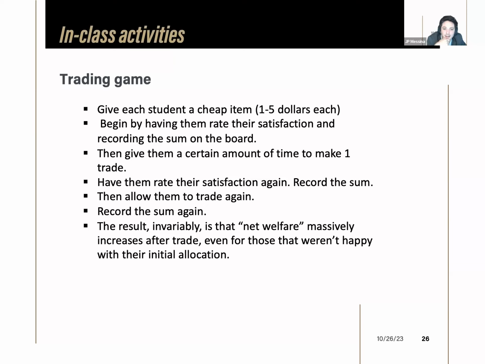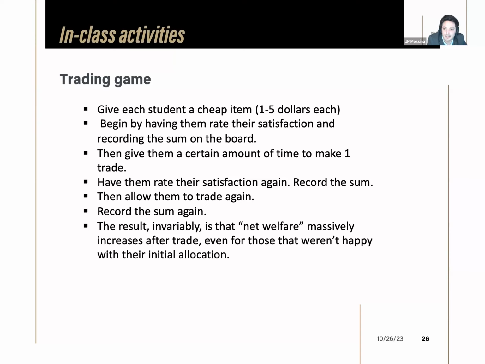You give them a trading period and have them make one trade, have them rate their satisfaction again, record the sum, allow them to trade again, record the sum again. The result invariably is that net welfare massively increases after trade, even for those who weren't happy with their initial allocation. The person who gets the cat food or the tuna is usually miserable at first, but then somebody who has a cat or needs lunch that day gets it and they're thrilled to have it. I think those are some things that you can do, especially in the context of Wealth of Nations, to make it a little bit more fun and easy to see the points that Smith's making.